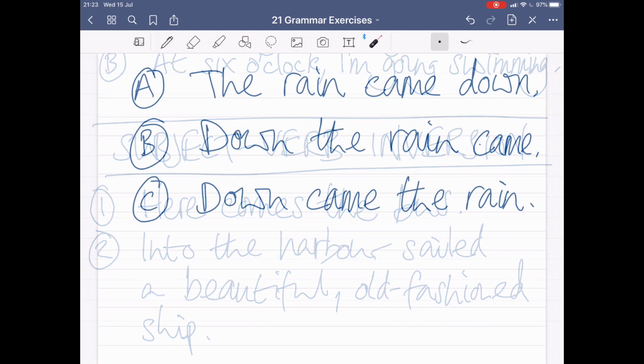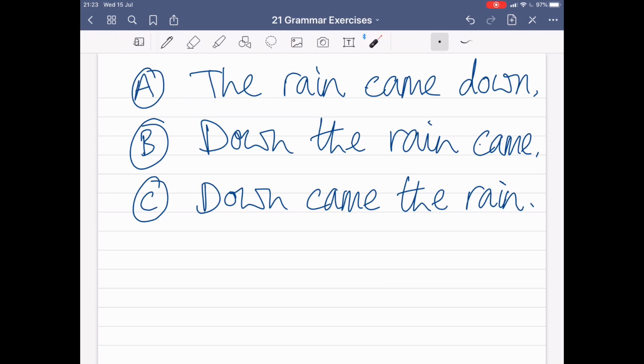Okay. So here we have 3 sentences. I think I've used these 3 sentences once in a section 2 selection question. So you have to decide what is grammatically possible, A, B, and C. The answer is A, B, and C. All 3 are possible. So in A, we just have what you might call a standard structure. In B, we've got fronting here. Down the rain came. And in C, we've got both fronting and inversion.